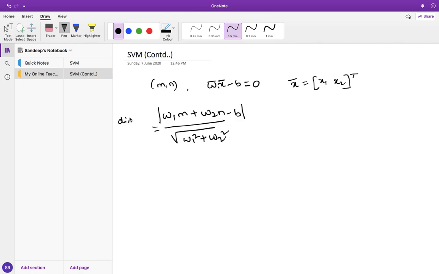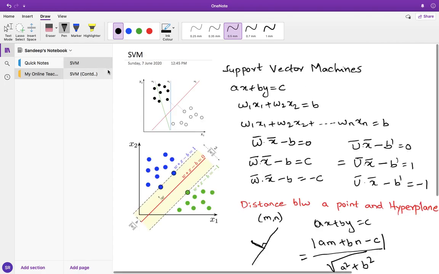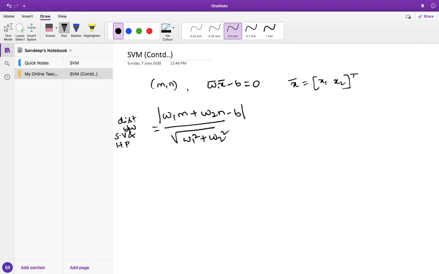So this is the distance between the support vector and the hyperplane. This equation we know. Now let us try to simplify it. Since this m comma n point passes through one of the lines, let me show it pictorially here. As you can see, this m comma n point passes through this line, so we can substitute the m comma n point in this line.